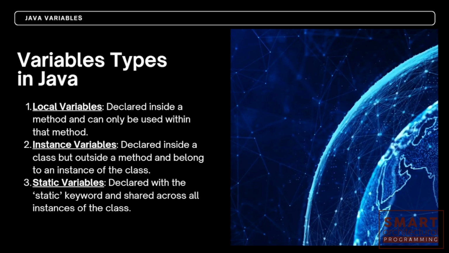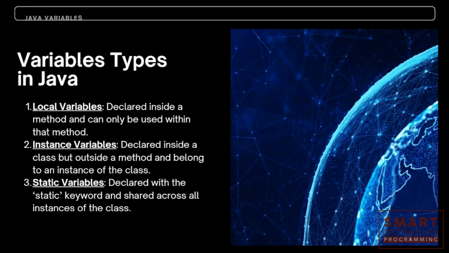Similarly, instance variables are declared inside a class but outside a method and belong to an instance of that class, basically. So here we have another aspect to this. We have an instance, which is a method inside a class. So basically instance variables are declared inside a class but outside a method and belong to that instance of that class. So basically they can only be used inside the class but not the method itself. And static variables are declared with the static keyword and shared across all instances of the class, basically. So they can be used almost anywhere.